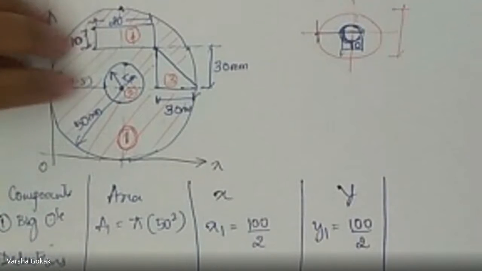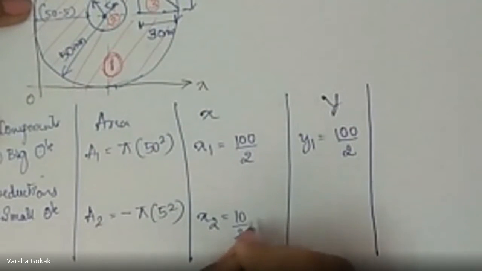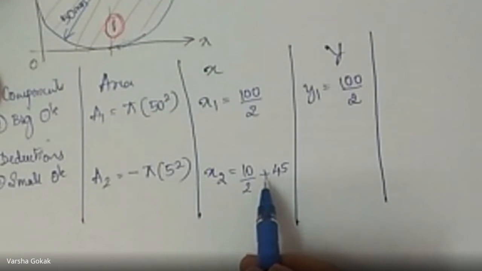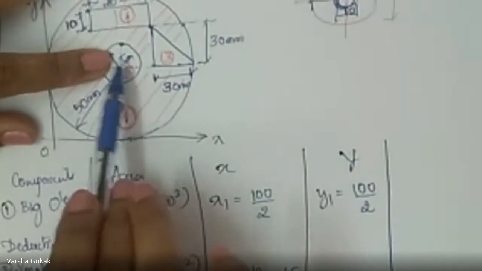10 by 2 plus 50 minus 5, that is 45, right? So 10 by 2, that is d by 2 plus 45. If you see, this value also is how much? 50. This value also is 50 because they both are having the same CG, symmetrical figures.